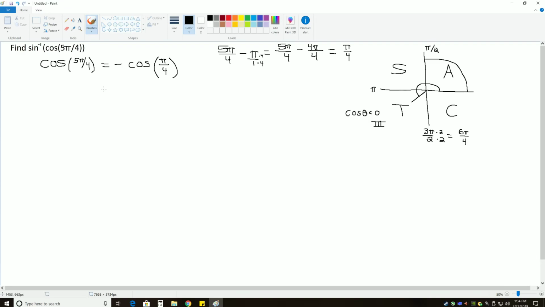And now this is one of our unit circle values in quadrant 1. Cosine of pi over 4 is equal to the square root of 2 divided by 2. And that's all going to be multiplied by this negative, so we get the negative square root of 2 over 2. Which brings us back to the original problem. All the work we did was just to find what was inside of our sine inverse, which means to keep solving this problem, we now need to find sine inverse of the negative square root of 2 over 2.